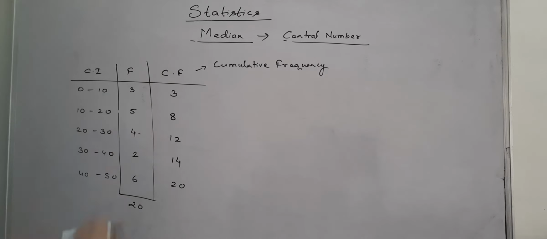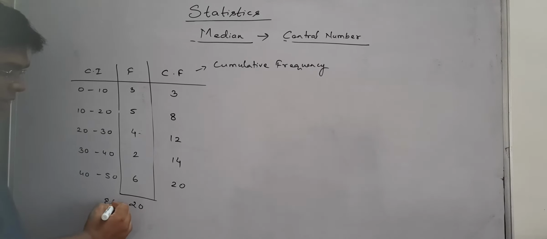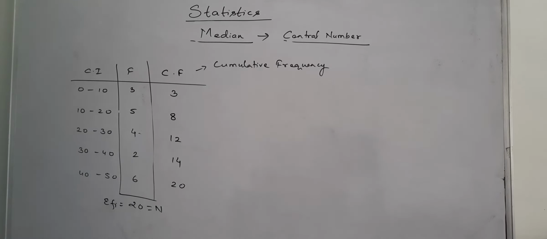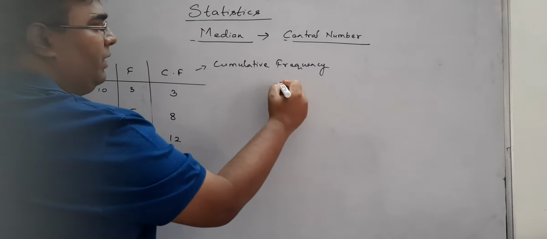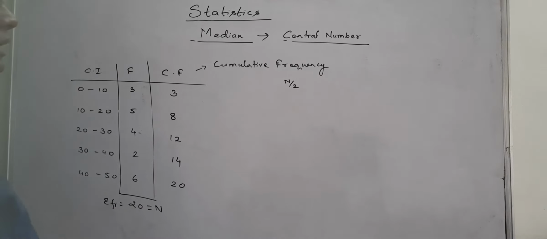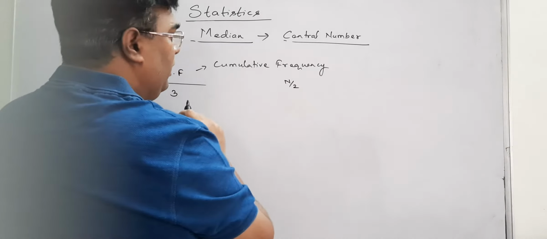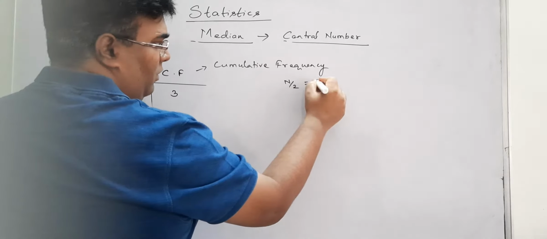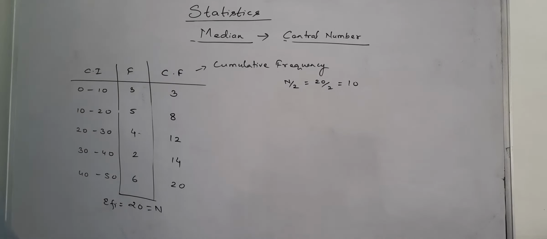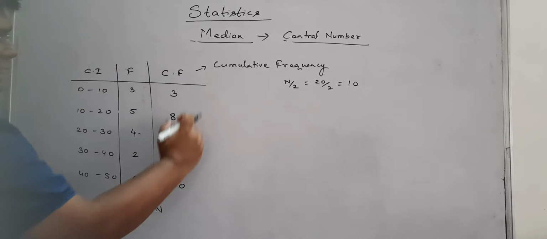So once you calculate the CF, this 20 we have already termed as sigma Fi. This is also denoted by capital N, the sum of all frequencies. So my first step would be to find n by 2, since we are finding the middle term, the central number. So n by 2 is 20 by 2, which is 10. Now we need to search for this 10 in CF, right?